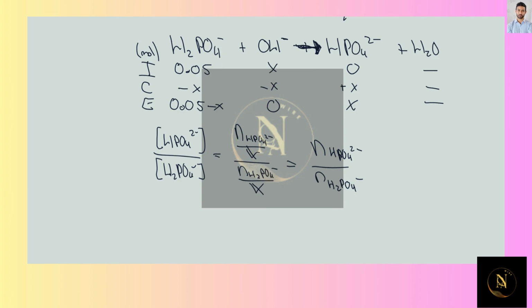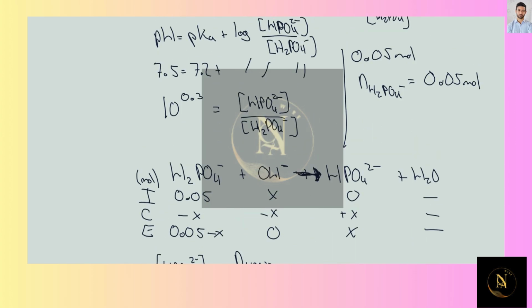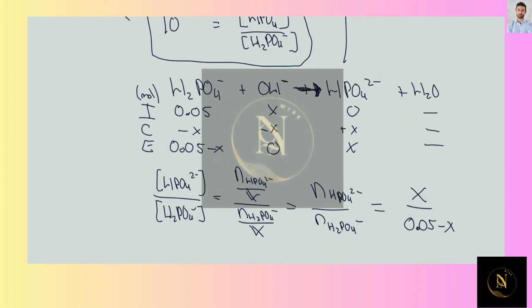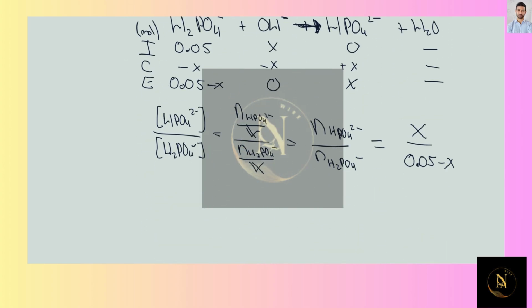So we can replace these values with the ones that we found from our ICE table. Of HPO4 2 minus, the value is going to be X, and of H2PO4 minus is 0.05 minus X. But previously, from the Henderson-Hasselbalch equation, we found that this needs to be equal to 10 to the 0.3. So we can equate this equation to that.